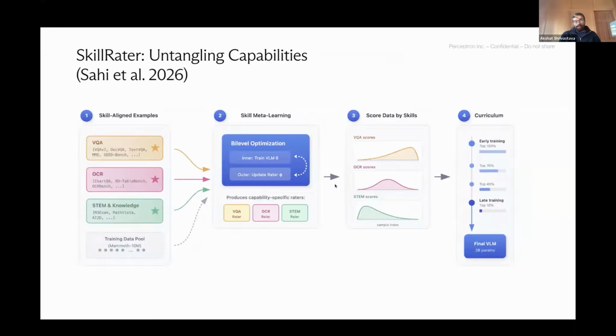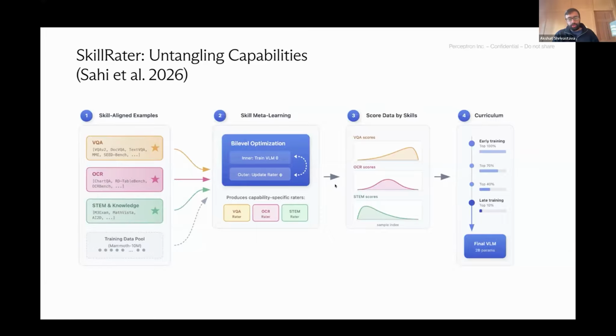So with that is our paper that's coming out, I think tonight or tomorrow, called Skill Rater. The idea here is that you should be able to take exemplars of these individual capabilities and train models that can go back and rate data for you. They'll give you a score on how well the data is aligned to that capability. And the way you build this is through a meta learning objective, where you see how training on a sample influences your loss on these different domains that you care about.